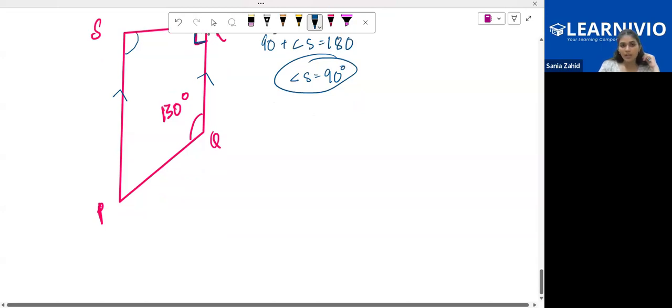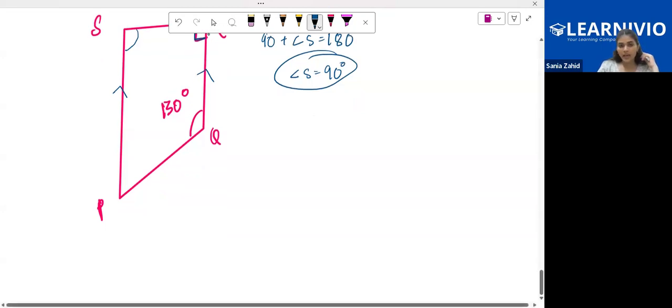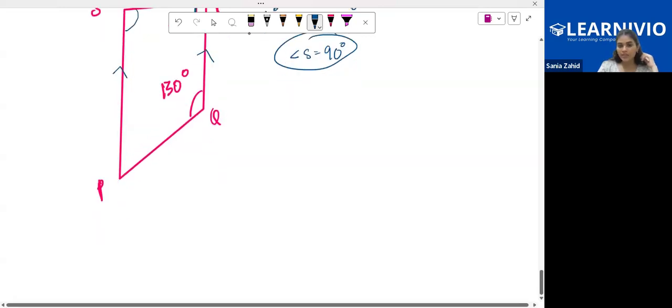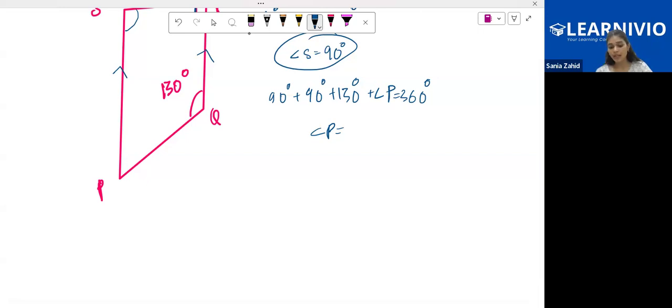Now, if angle S is 90 degrees and angle R is also 90 degrees and angle Q is 130 degrees, we can use the angle sum property. 90 plus 90 plus 130 plus angle P should give you 360 degrees, right? So angle P you can calculate from here. It's the angle sum property for a quadrilateral. Sum of all angles is 360 degrees.